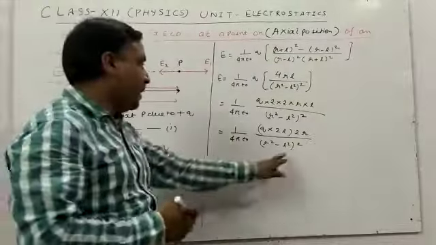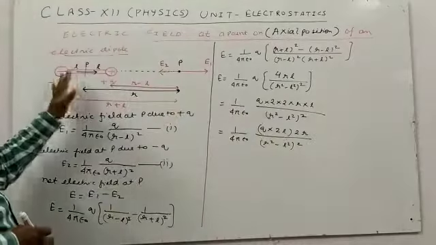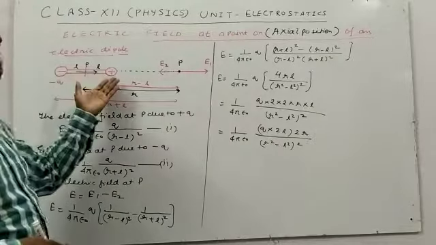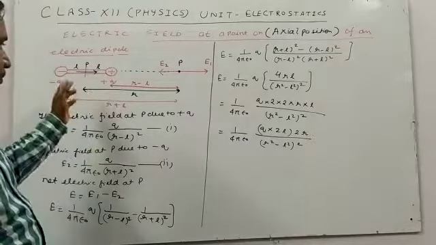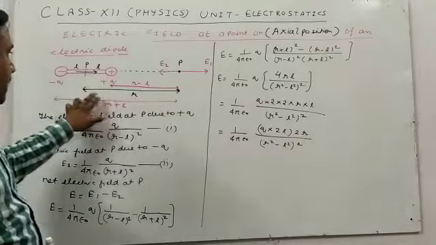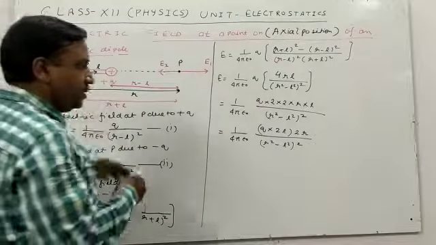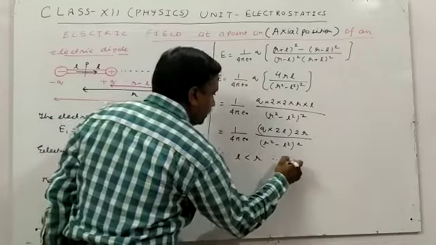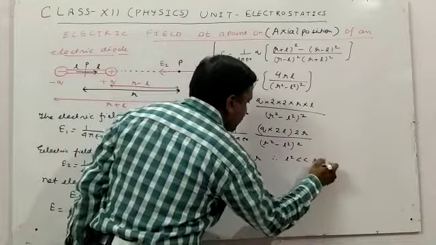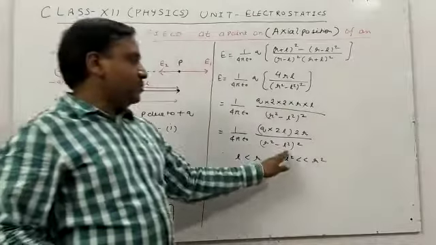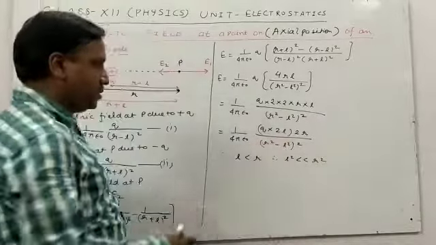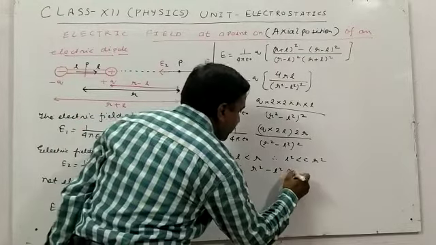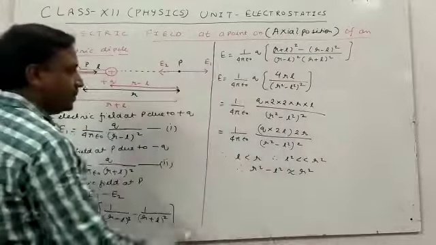You can see that L is half of the distance between these two opposite charges. As 2L is small, L is also very small. In comparison to r, L is so small. Here you have to write that L is lesser than r, therefore L square is very much lesser than r square. If L square is so small, then you can ignore it. Therefore, r square minus L square can be written as nearly r square.